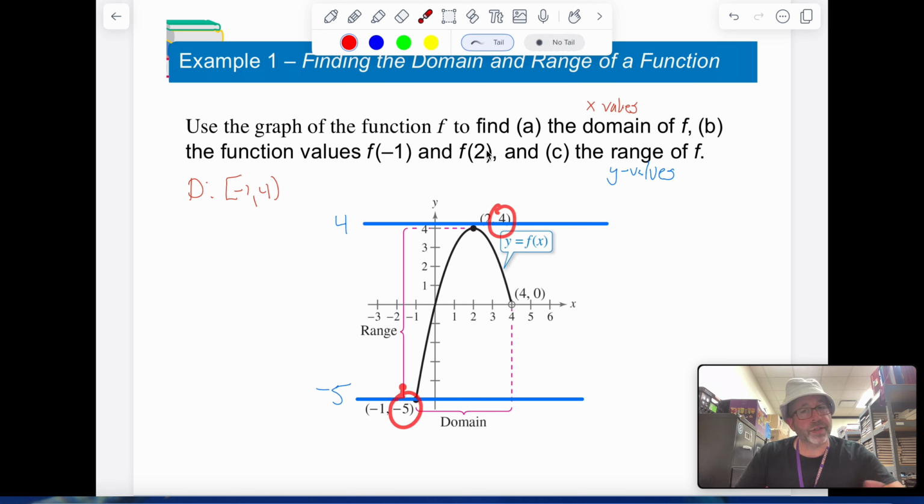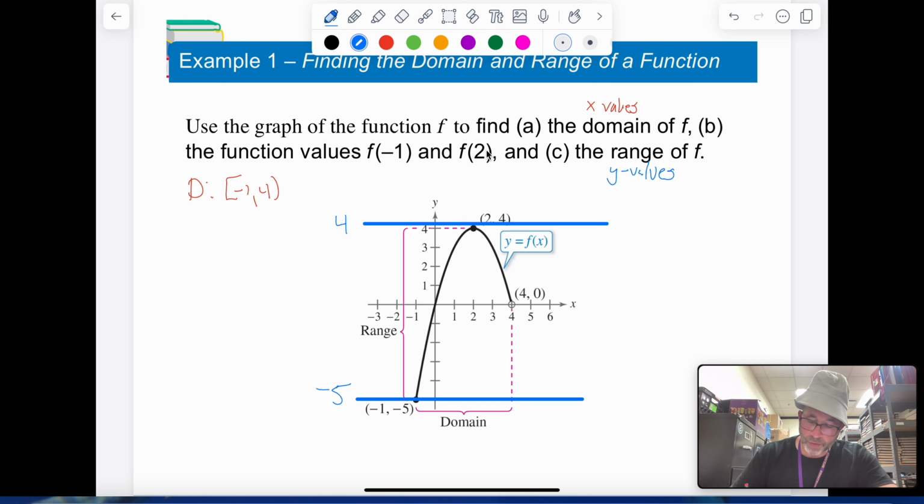If we look at whether we include it or not, you can see there's an actual point right here. It's not an open circle, and down at the bottom, it's an actual point. Now, if this went forever down, it would be -infinity, and if it went forever up, it would be +infinity. Just like if it went forever to the right, it would be +infinity, and to the left, -infinity. So in terms of my range, always start with the smaller number: -5 to +4.